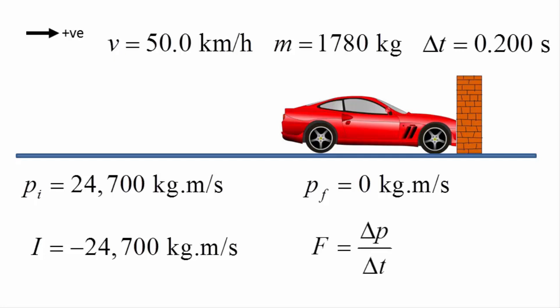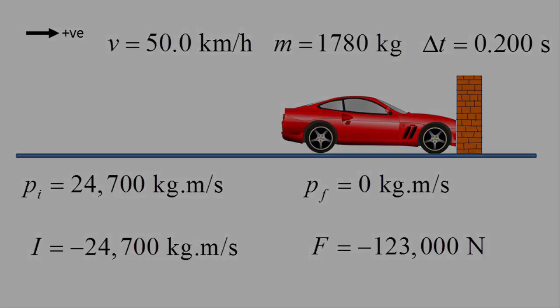Force is a rate of change in momentum. If the change in momentum is minus 24,700 kilograms meters per second and occurred over a duration of 0.2 seconds, then the force applied is minus 123,000 newtons, rounded to three significant figures. The negative sign shows that the force applied by the wall to the car points in the negative direction, or to the left, as we would expect if the force is opposing the momentum of the car, which points to the right or the positive direction.